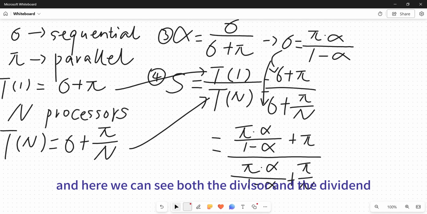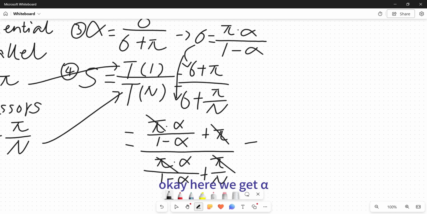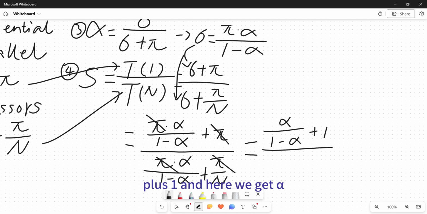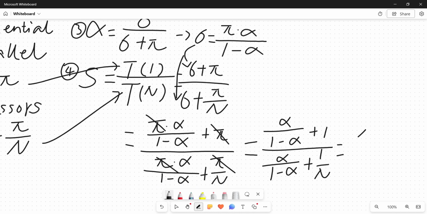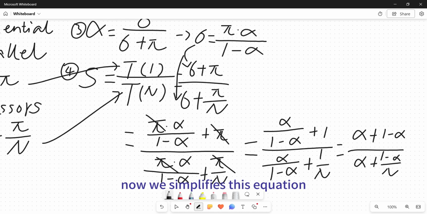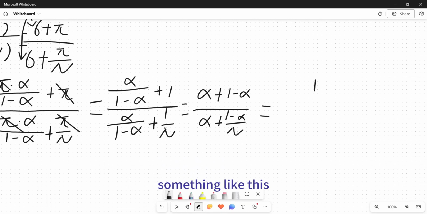And here we can see both the divisor and the dividend have a common factor pi. We can simply divide it by pi. Okay, here we get alpha plus 1, and here we get alpha. Now we both multiply by 1 minus alpha, we get this one. Now we simplify this equation. We can get something like this.